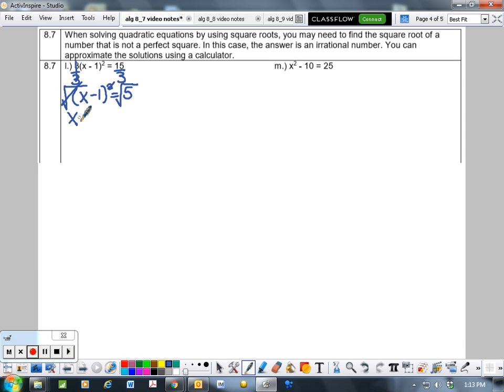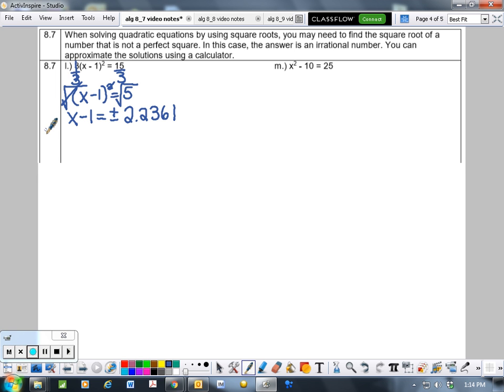I now have x minus 1 equals positive or negative square root of 5. So I'm going to figure out what the square root of 5 is. Square root 5, and I get 2.2361. Typically we want 4 decimals to stay safe.